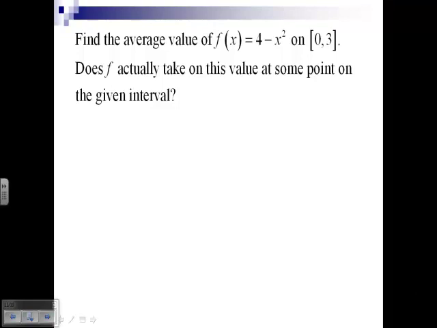So, picking up where we left off yesterday, let's see if we can apply the idea that we can find the average of a function on a closed interval. So on the closed interval from 0 to 3, what is the average for the function 4 minus x squared?